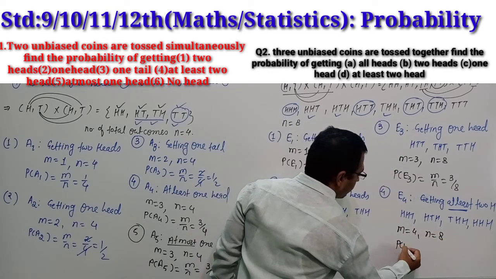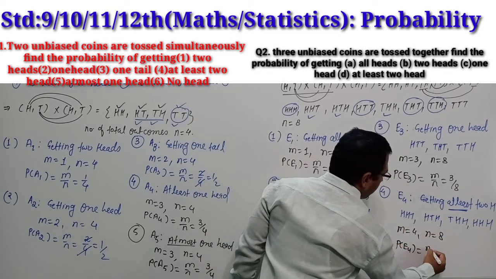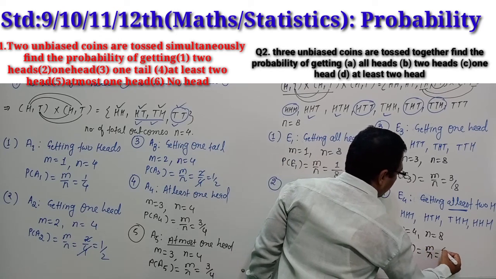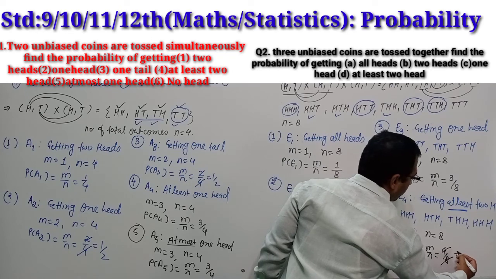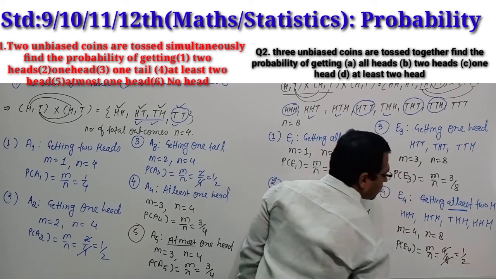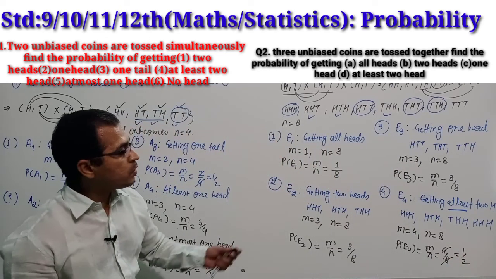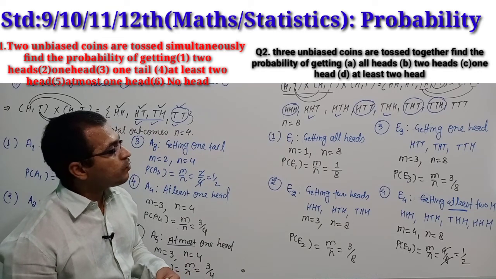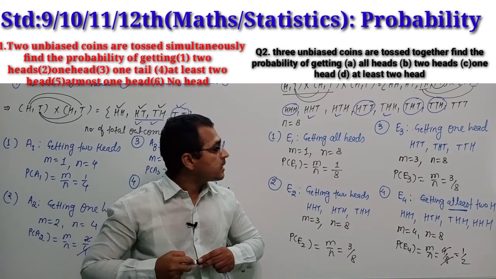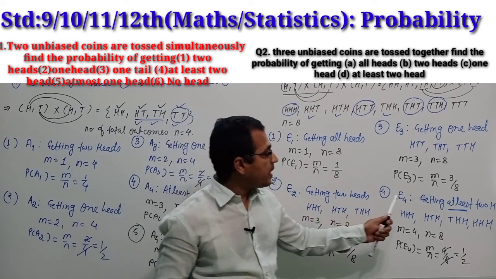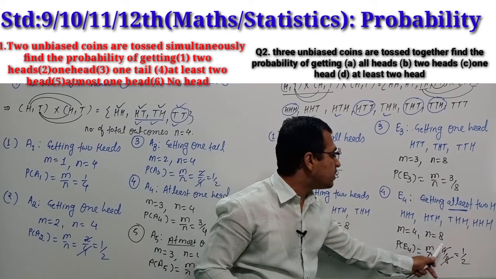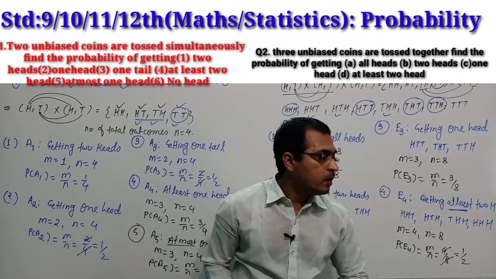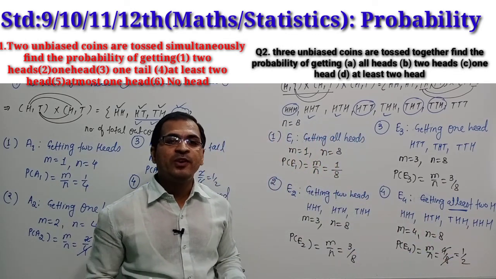So P of E4 is M by N, so 4/8. Cancelling, finally we are getting 1/2. Okay students. So you can conclude that if three coins are tossed simultaneously, the probability of getting at least two heads is 1/2. Students, here we are completing today's video lesson.